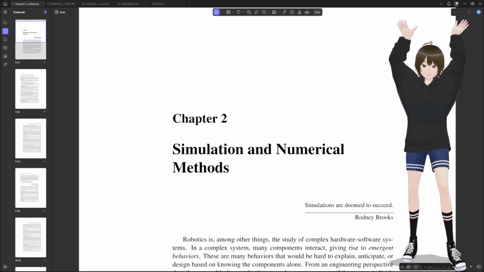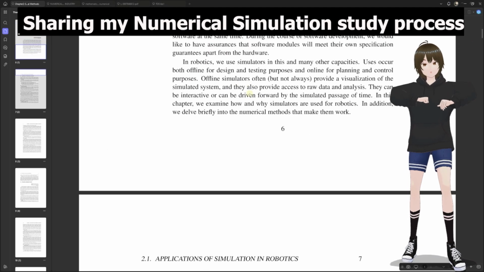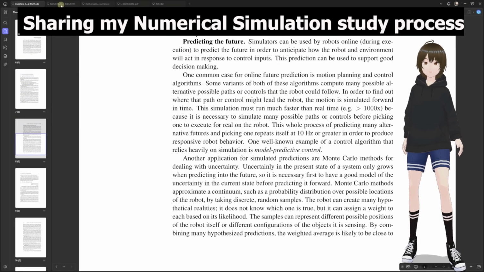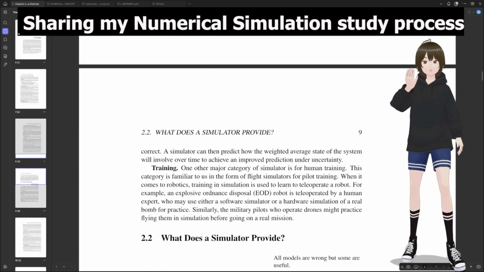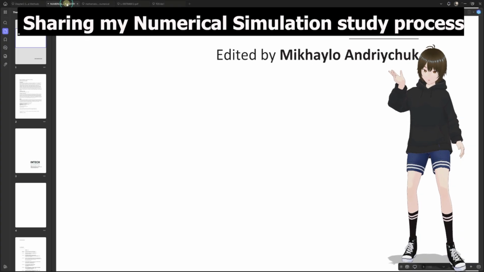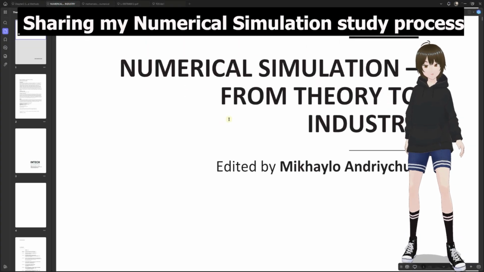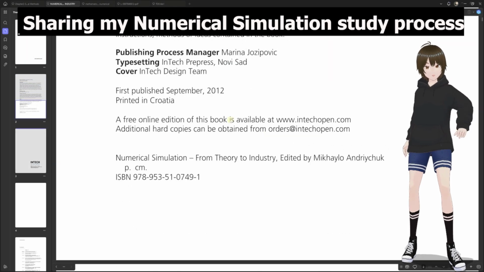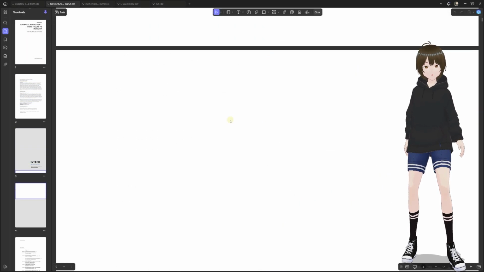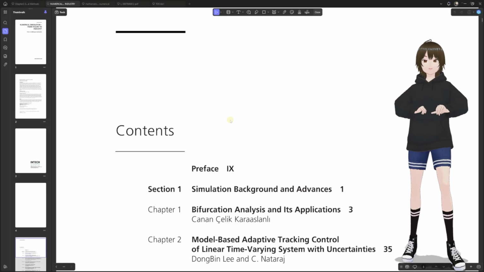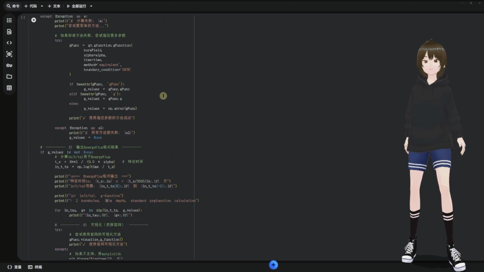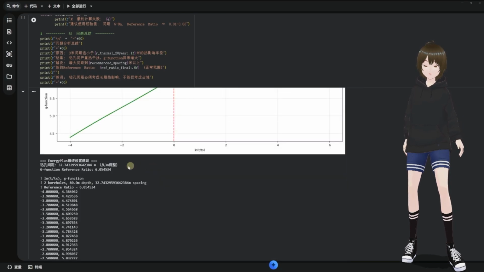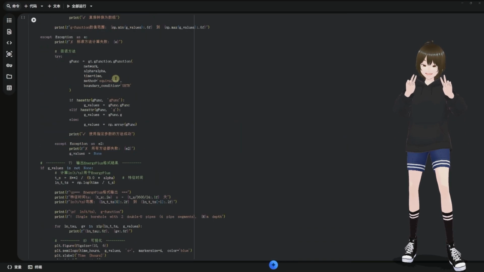The second reason is to document my learning process. I'm still learning numerical methods myself. Most of the time, I'm just learning, taking notes, and trying things out. That might mean working through a derivation, unpacking a concept, or writing a small piece of code to test an idea.